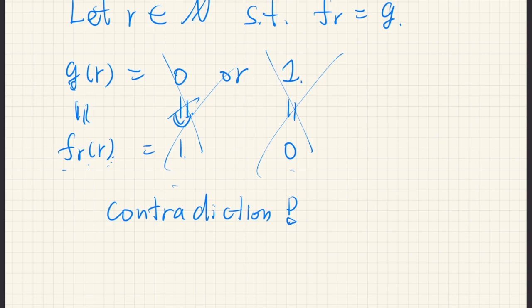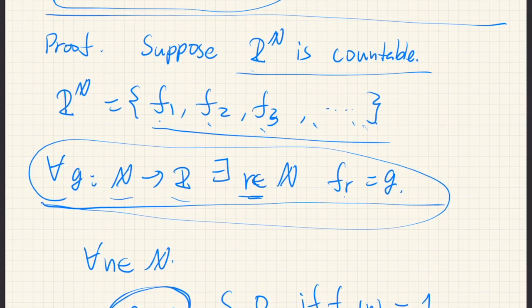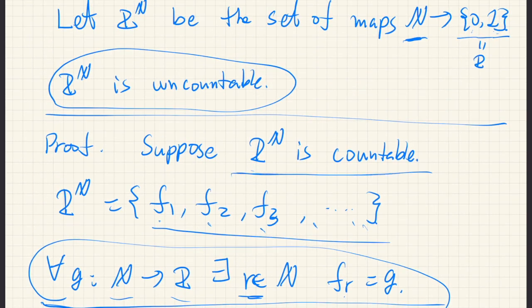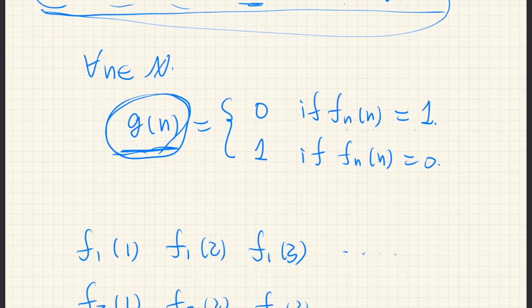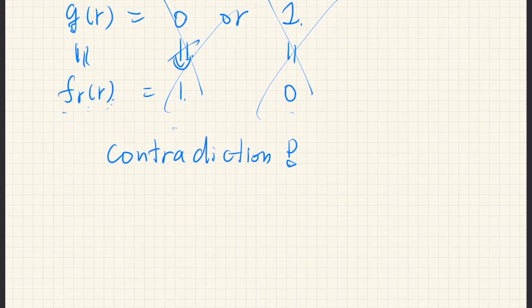Therefore, our assumption was wrong. That is, this assumption was wrong. Therefore, this set is uncountable. And we are done.